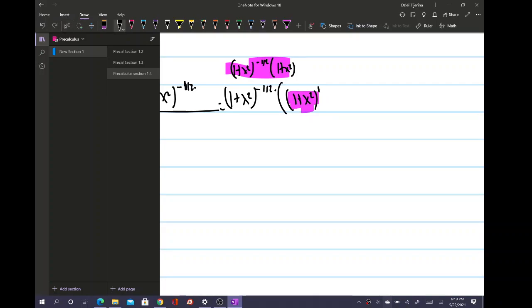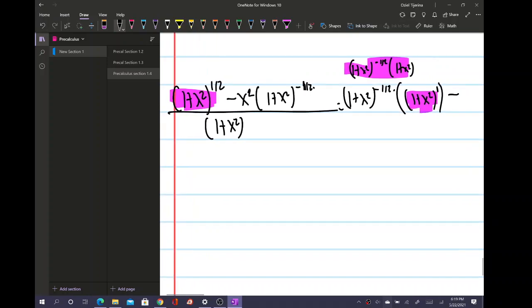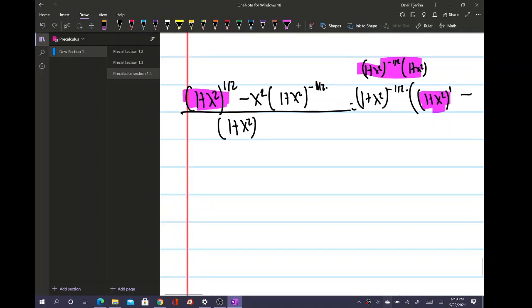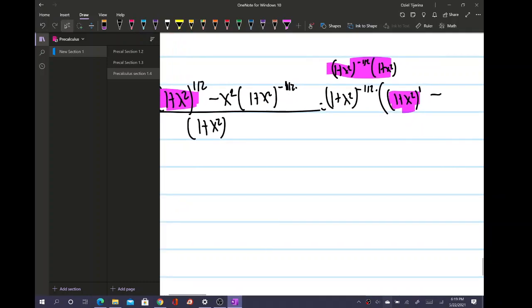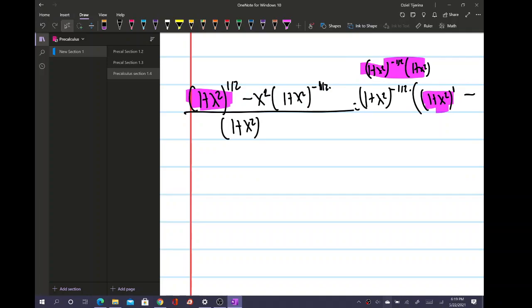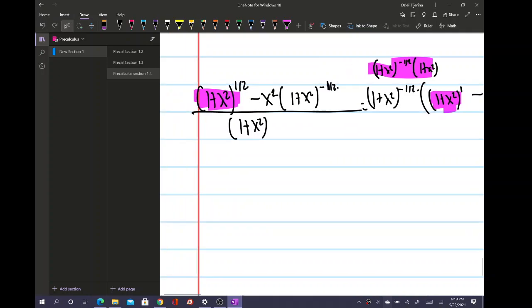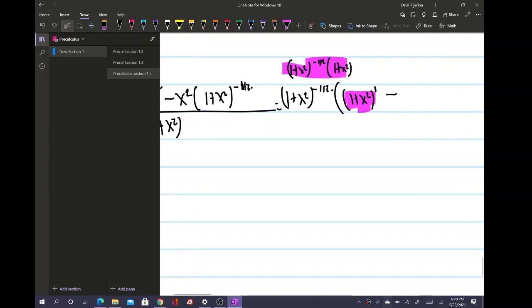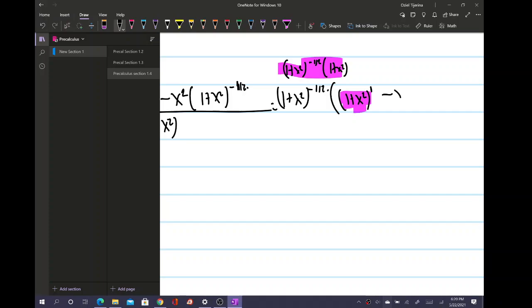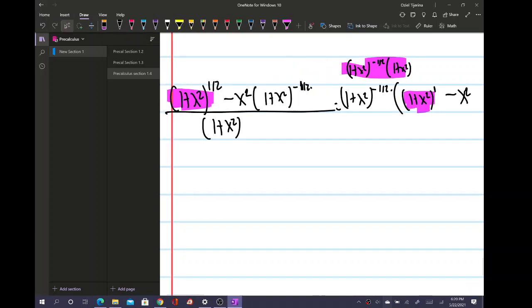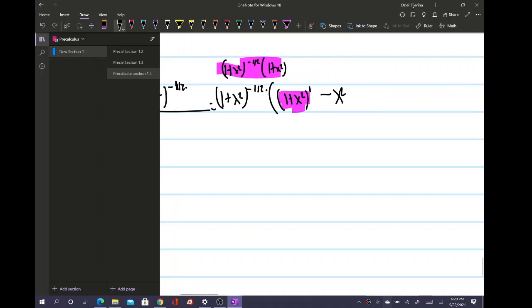And then I say minus, and since it is negative 1/2 this time, we're just going to put 1, right? Because that's exactly what we got. So it's just going to be minus x squared, since x squared is already multiplied by 1 plus x squared to the negative 1/2.